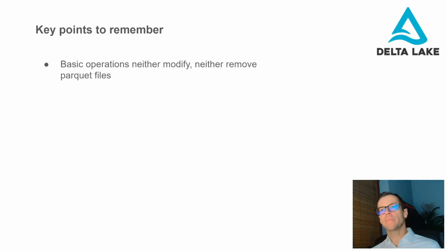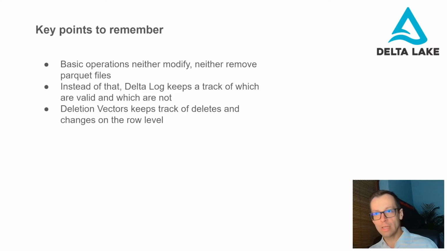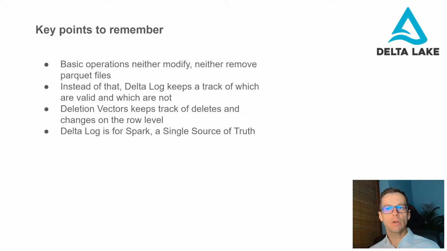And the key points to remember. Well, the basic operations, which we have seen a minute ago, like insert, update or delete, don't modify the Parquet files by themselves. There are other operations which we are going to learn which do it, but those do not touch Parquet data files. Instead of that, we have a wonderful delta log which keeps a track record of what is valid and what's not, and we have also a deletion vector which works on the row level. And delta log is sometimes called a single source of truth because Apache Spark doesn't go directly to the Parquet data, but it first goes to the delta log to figure out which Parquet files it's worth analyzing.